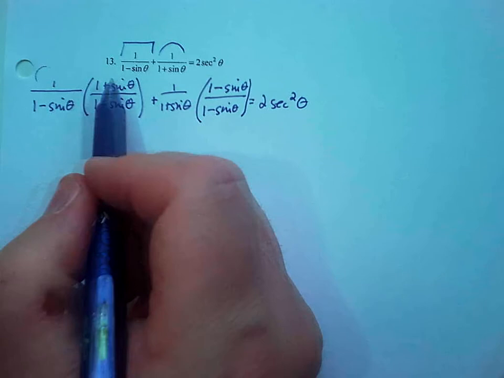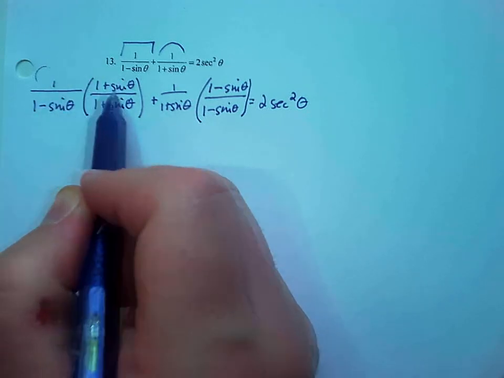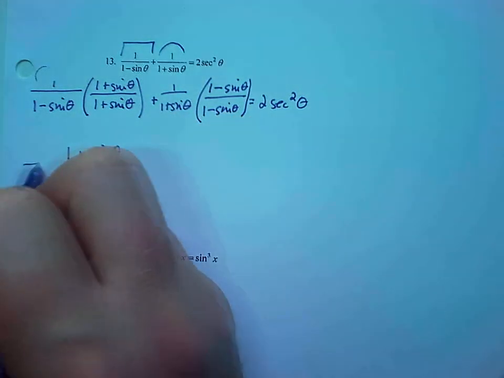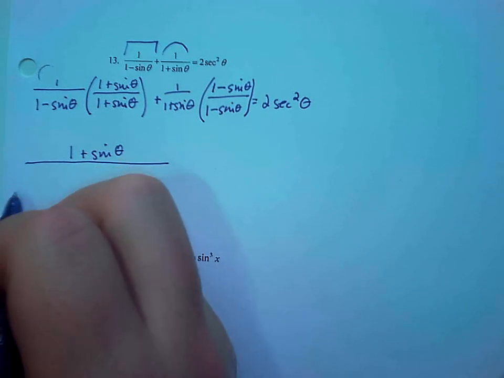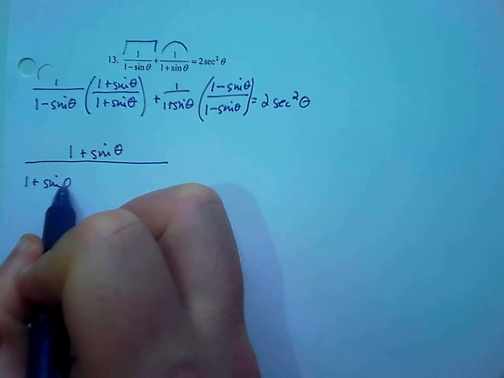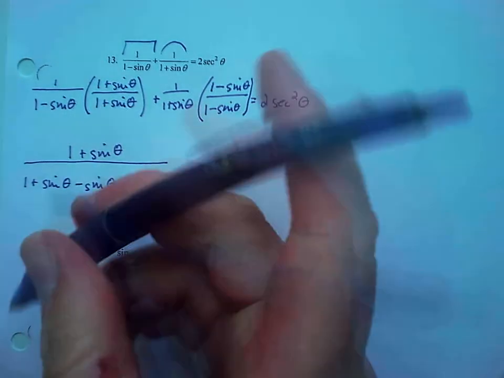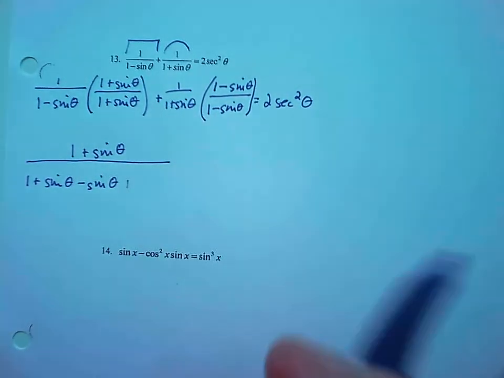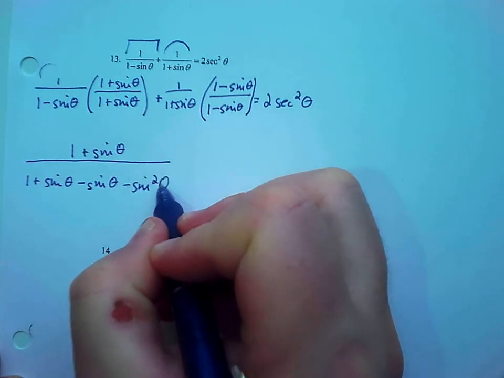Alright, so how does this help us? Let's take a look at this numerator first. 1 times 1 plus the sine of theta is just 1 plus the sine of theta, so that's what we have in our numerator. But what do we have in our denominator? If you multiply this out, we get 1 plus the sine of theta minus the sine of theta minus the sine squared of theta.